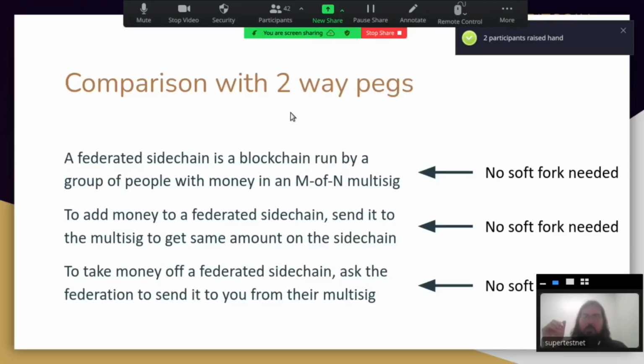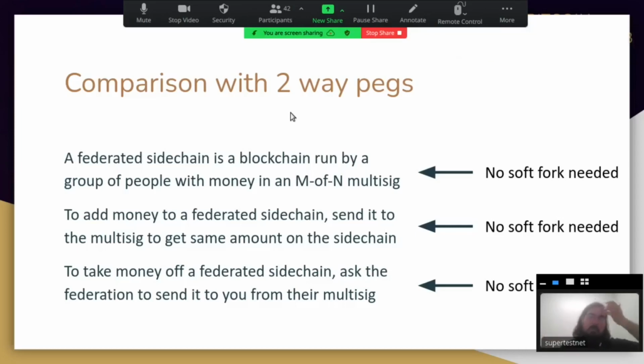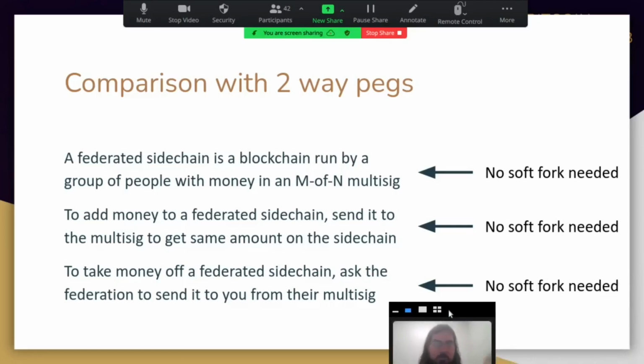So the next thing I want to do is compare one-way pegs with two-way pegs. There are a couple of other ways in Bitcoin that we can do sidechains, and the first one over here is called a federated sidechain. That's a blockchain that's run by a group of people who have money in an M of N multisig, like a 13 of 15 or a 10 of 12 or something like that. And we can do that today. Bitcoin's had multisig since the beginning. We don't need any soft forks to create multisigs.